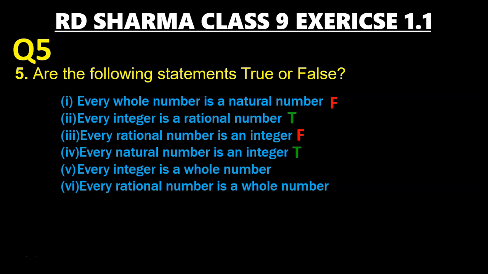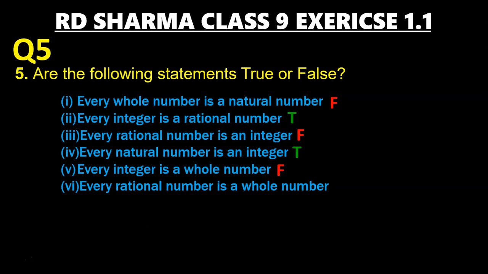Fourth question, every natural number is an integer. That is true. Fifth question, every integer is a whole number. That is false. Not all integers are whole numbers, because integers consist of negative numbers as well, and whole numbers do not consist of negative numbers.